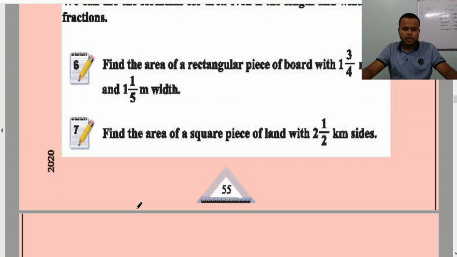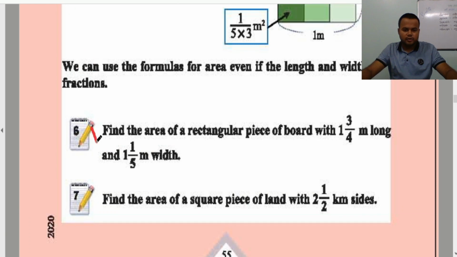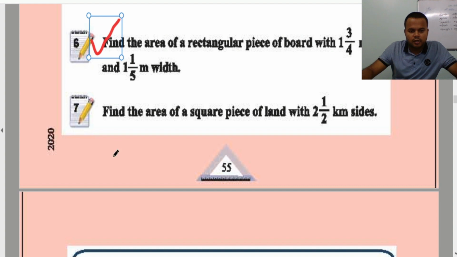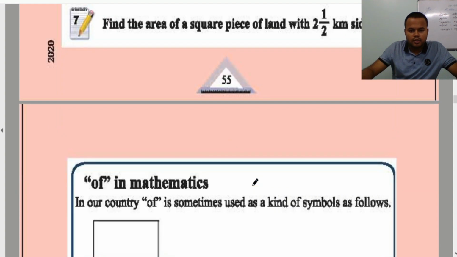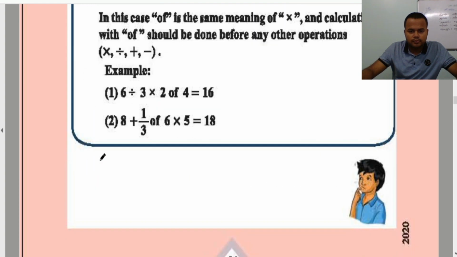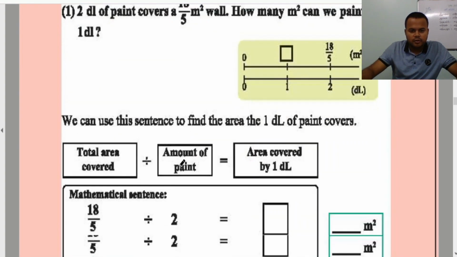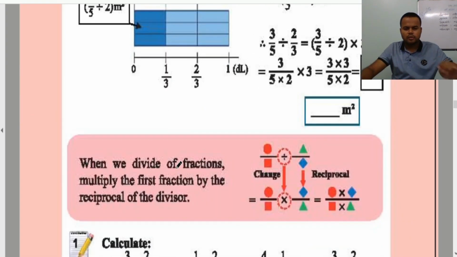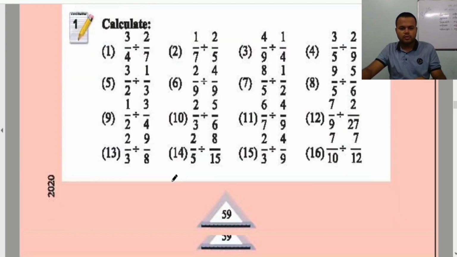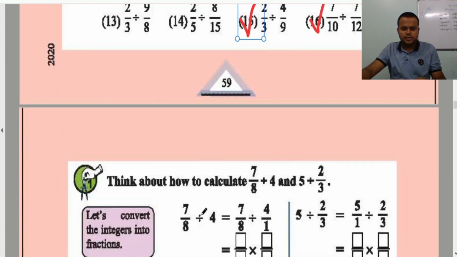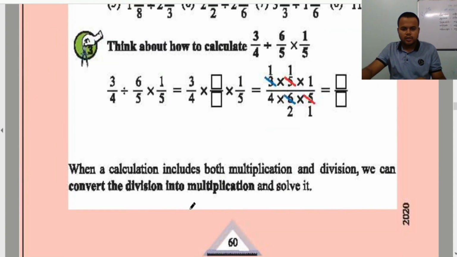Okay, now find the area of the rectangle. We already know how to find the area of a rectangle. The area of the rectangle, division by fractions here. Number 15, 16.